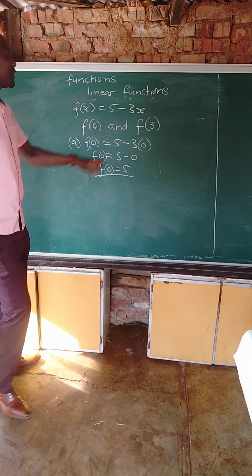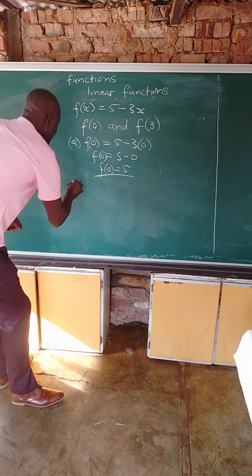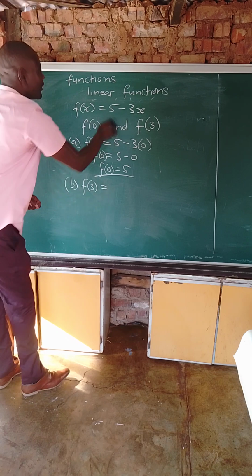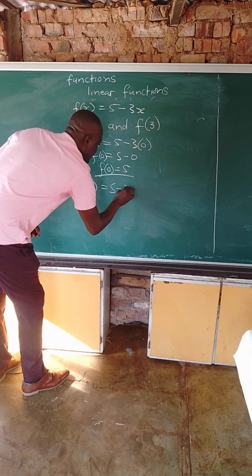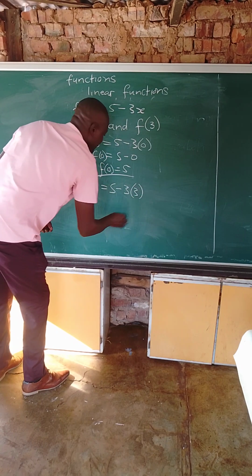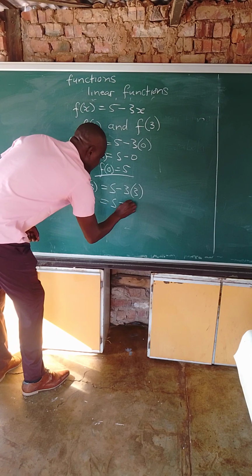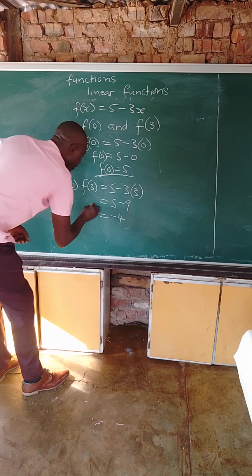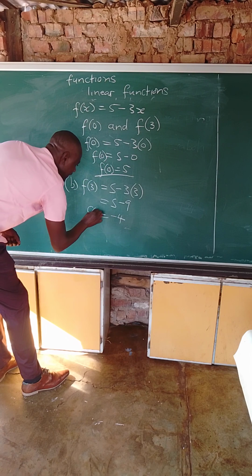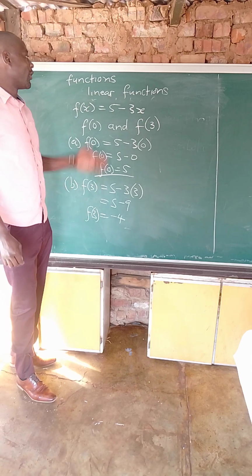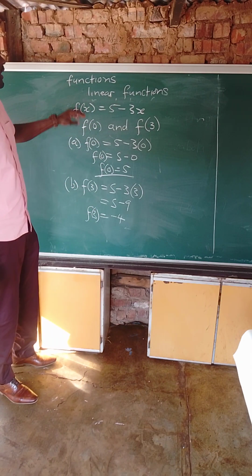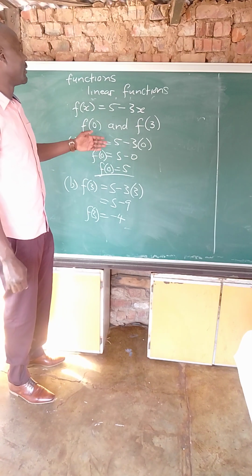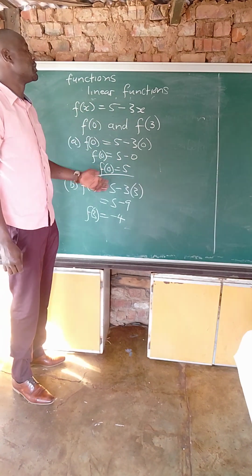We go on again to find f of 3. We just go again, f of 3. From this, 5 minus 3 multiplied by 3. What do we get? It's 5 minus 9. So 5 minus 9, what do we get? We get minus 4. So f of 3 is equal to minus 4. So this is how we're going to solve a linear function given a situation like this. In other words, we are only told to substitute for x.